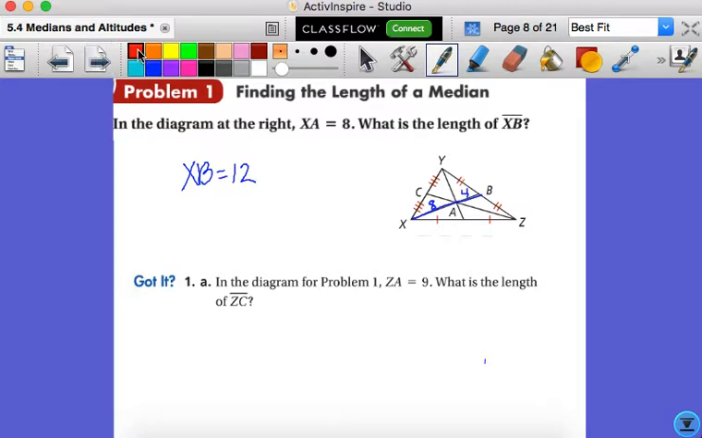This next example says, imagine that Z to A is 9. So again, we've got vertex to centroid, so that's the longer part. That means this shorter part would be half of that, or 4.5. So the total would be 13.5 for ZC.